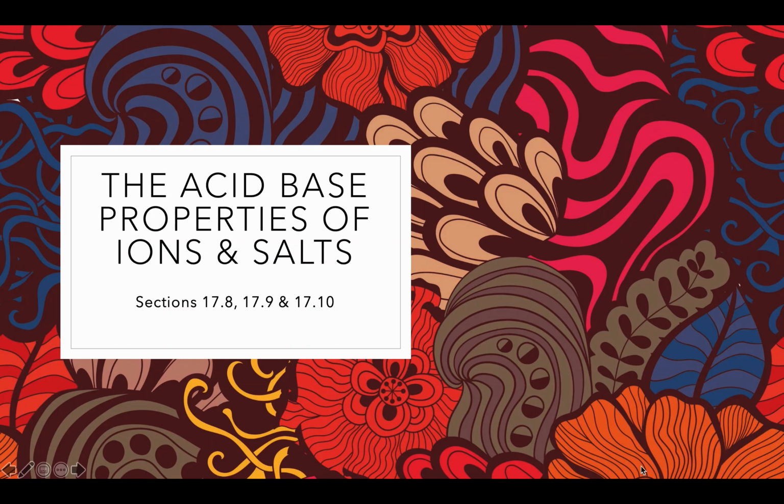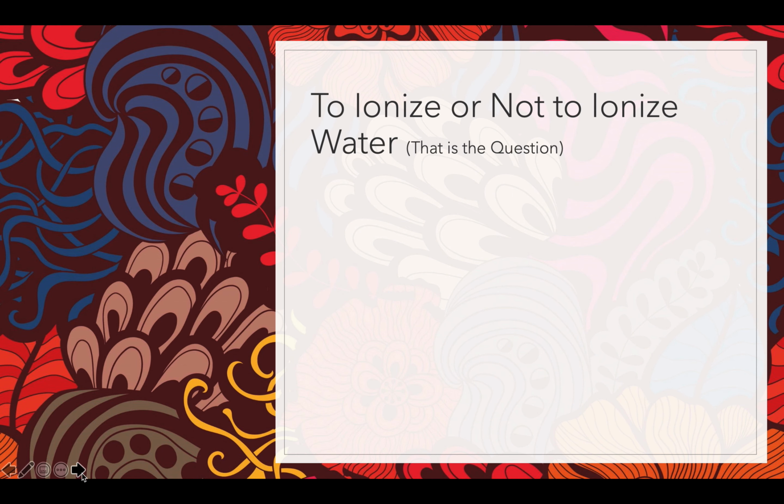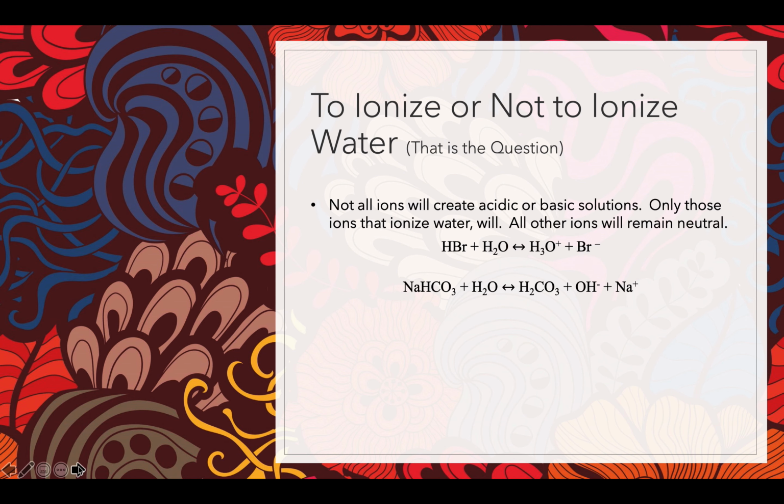Chapter 17, and we're going to look at the acid-base properties of ions and salts. What's really important in determining whether a salt is even going to act like an acid or a base is determining whether or not it will ionize water. Not all ions will create an acidic or a basic solution. Only those that ionize water will. All other ions will remain neutral.